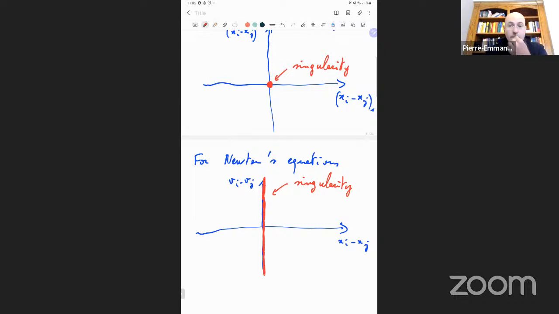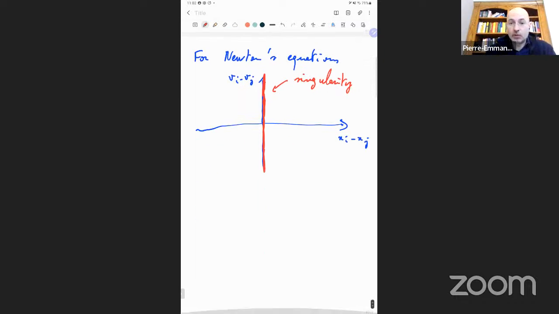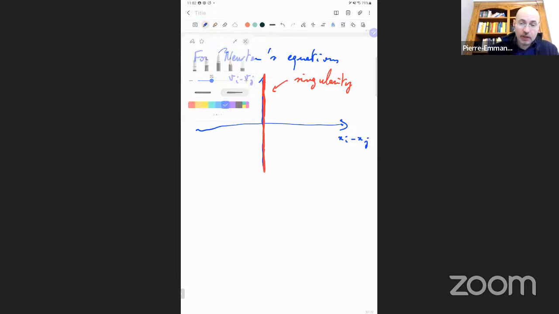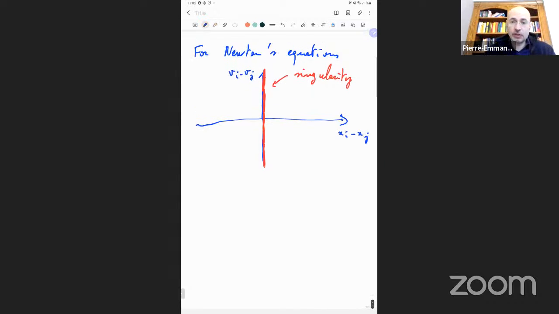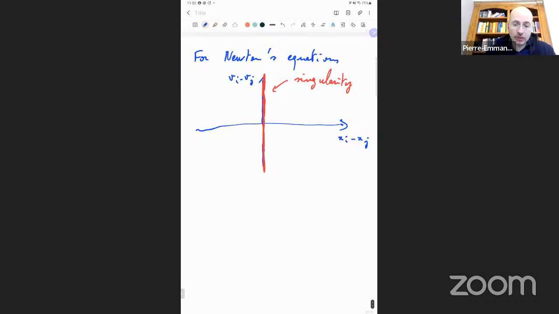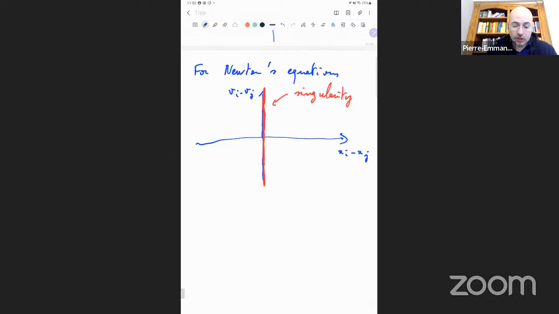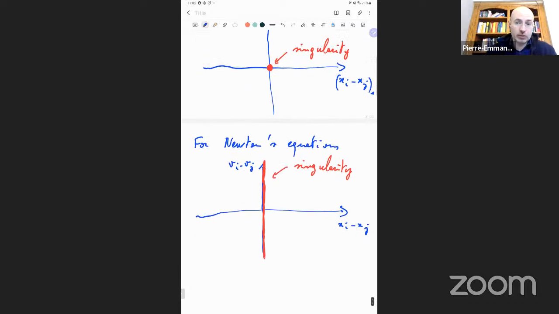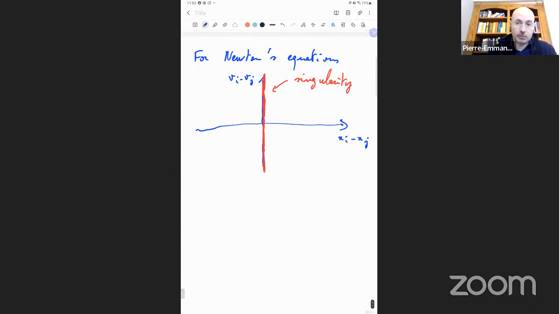Right? And this is because you will have a collision if xi is equal to xj, no matter what the difference in the velocity is. At this point, we'll remain at a very naive formulation of that, but what you see out of this is that it's far more likely that you will hit the singularity for Newton's equation than it is likely that you will hit the singularity for a first-order model.